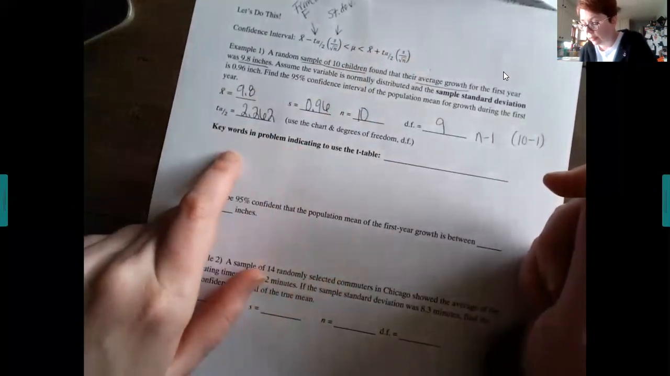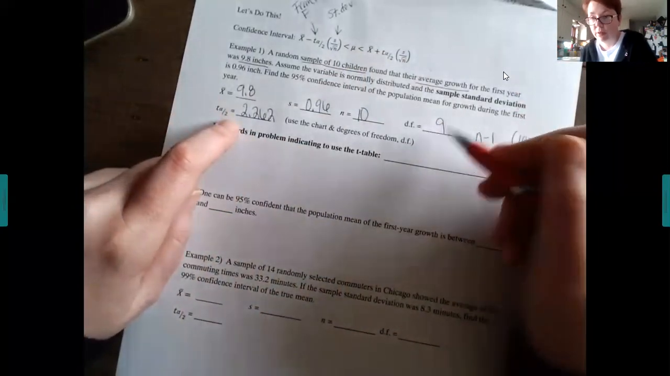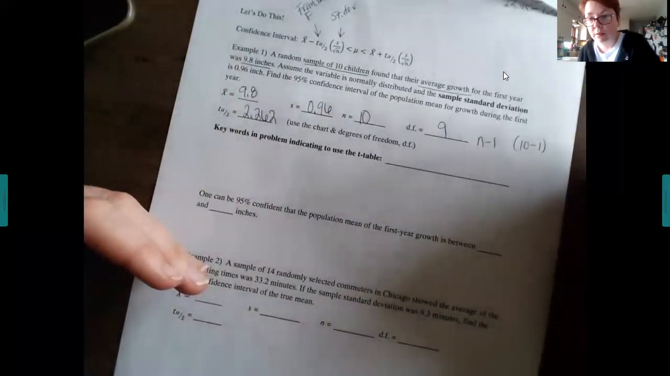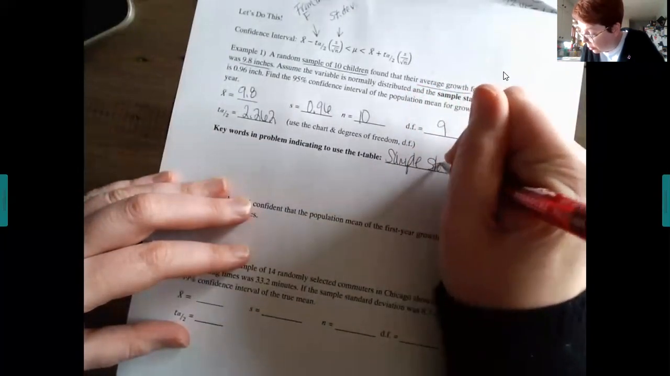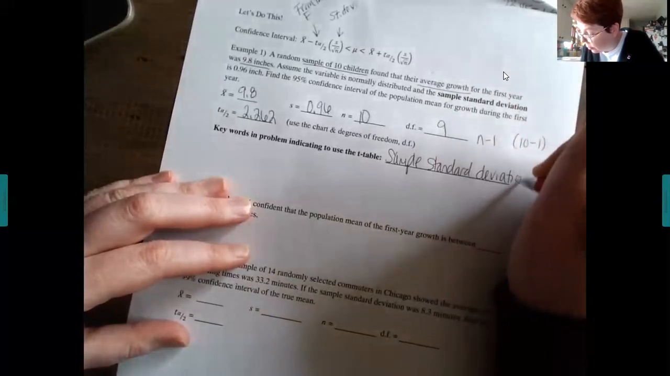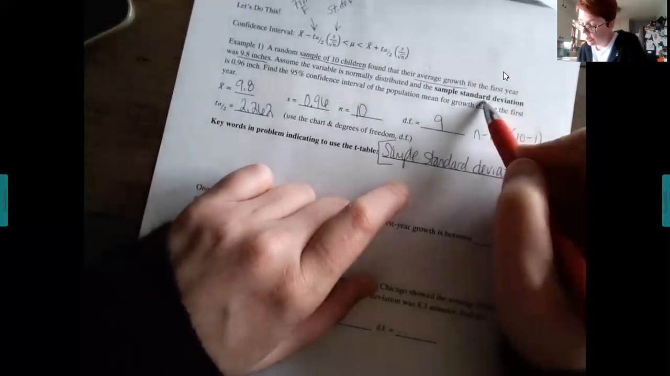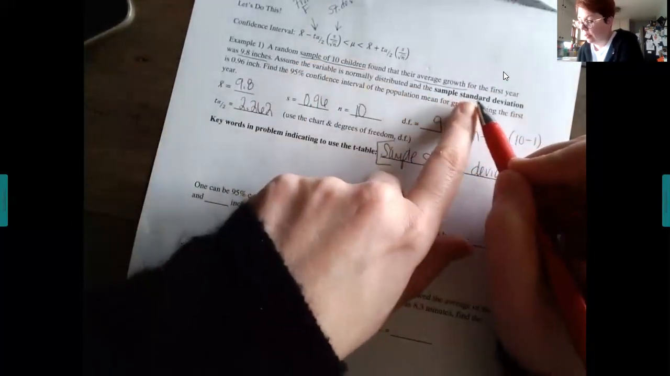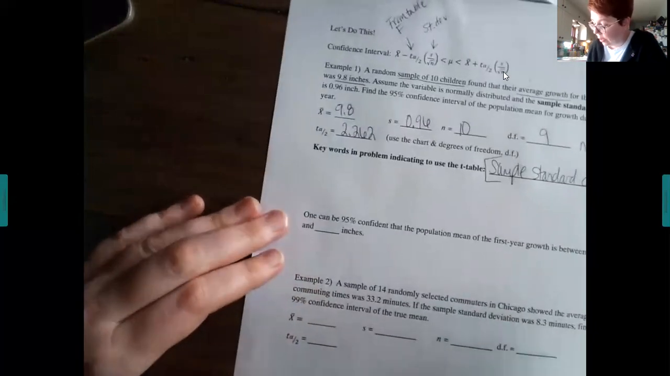Here, what are the keywords in this problem that tell us that we have to do the degrees of freedom rather than just look at the numbers at the bottom? The keywords are sample standard deviation. Okay, this all together. Not just standard deviation, not just sample, but the fact that the standard deviation is from a sample tells us that we have to do that. All right, so let's rock and roll with this.